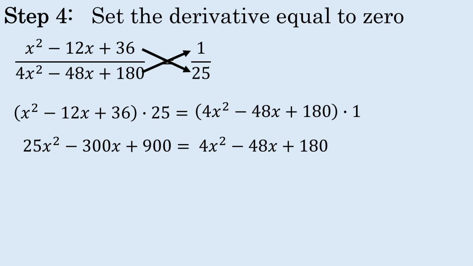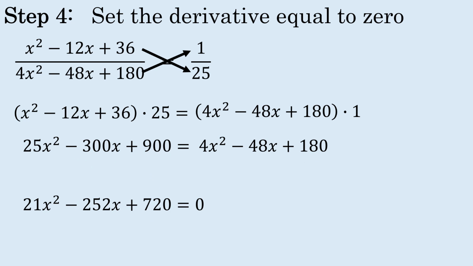And it may become apparent here that we're dealing with a quadratic. This will actually have two solutions, like all x squared quadratic equations do. I'll go ahead and move the terms on the right side of the equation over to the left: subtract 4x squared from both sides to get 21x squared on the left, add 48x to both sides to get negative 252x, and subtract 180 from both sides. 900 goes down to 720.